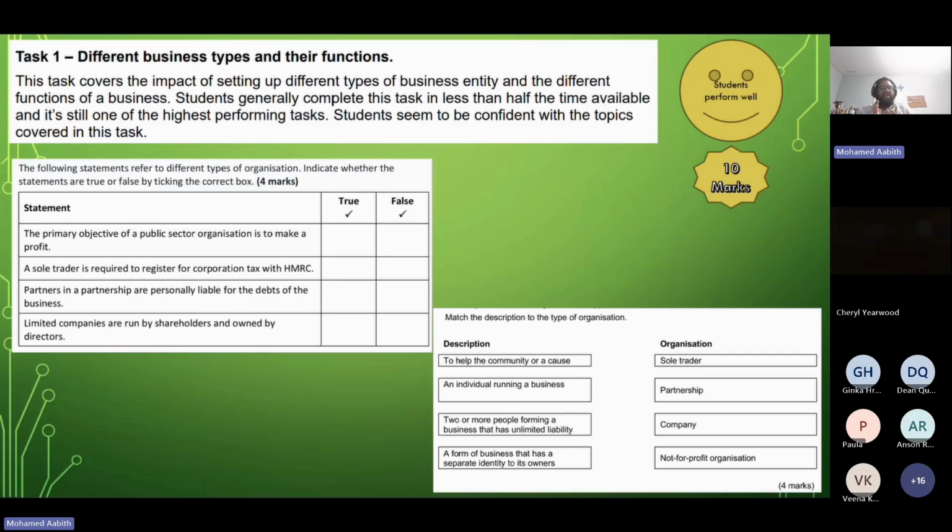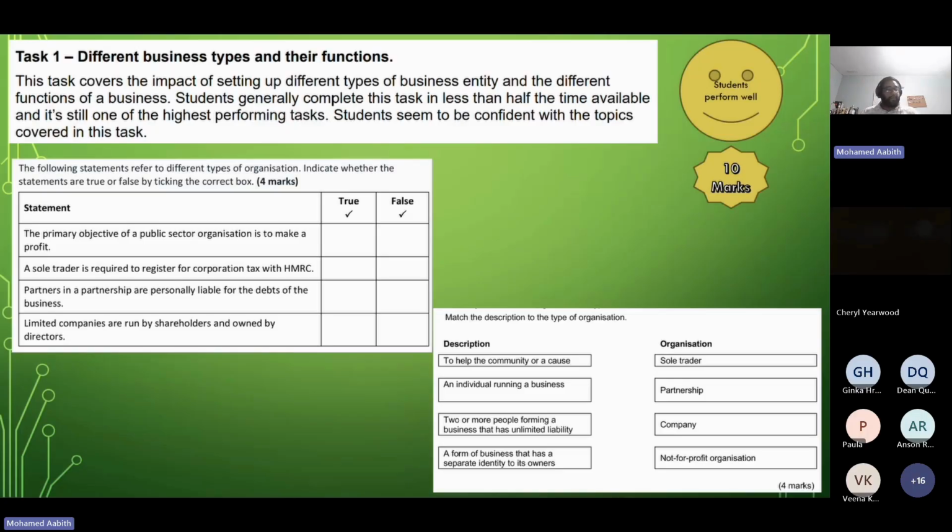Now, can you see here? Most of them, you don't need to know the law. You don't need intricate knowledge of contract law, taxation law, nothing. It's just general knowledge. They're saying the sole trader is required to register for corporation tax. Straight away, you know, sole trader, corporation tax. They're nothing to do with each other.